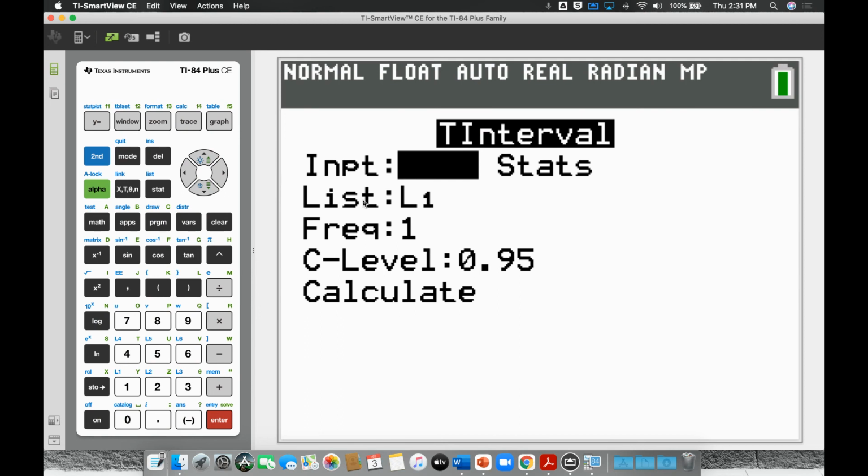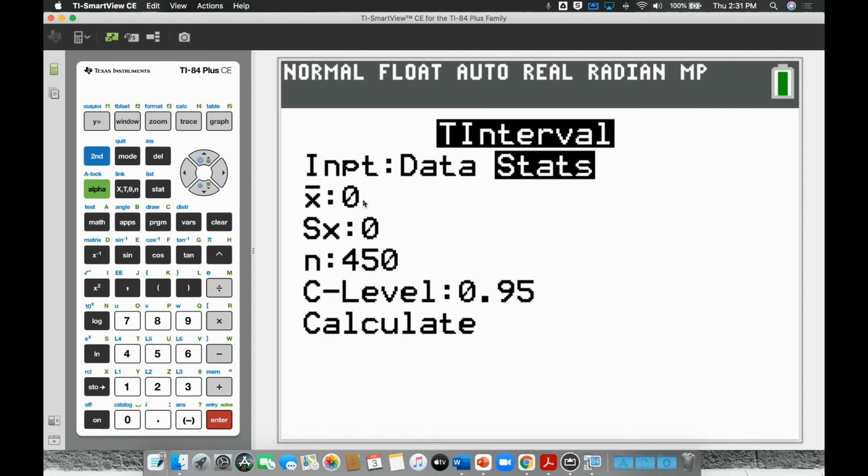Okay, so it gives us two options now. It says data or stats. Data means I actually have the numbers. So you actually have the GPAs of all 40 students. I don't have that. So I'm going to go to stats. I know the statistics of those 40, but I don't have each of the 40. Sometimes you will, and you just put data, and tell it where the data's at.